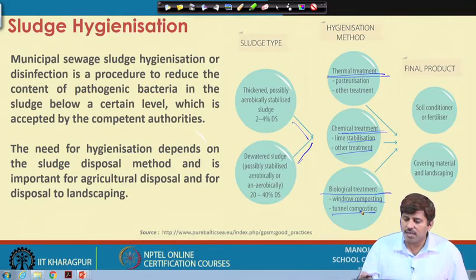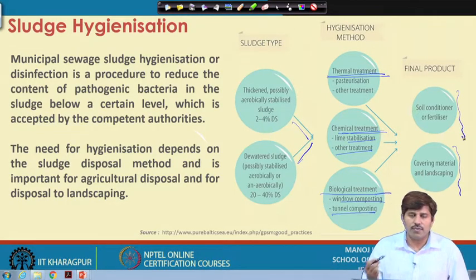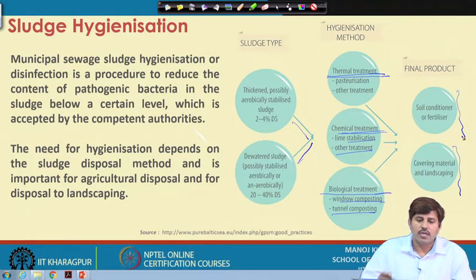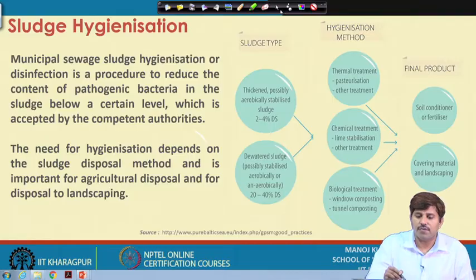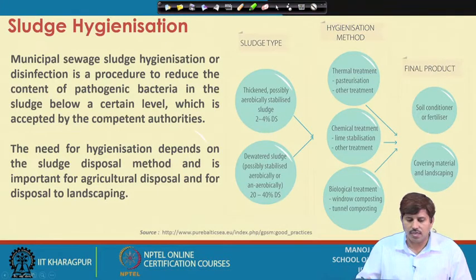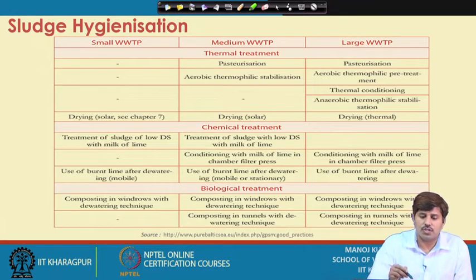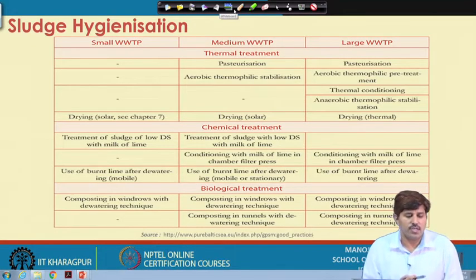And then the final product that we get is covering material and landscaping material, and soil conditioner or fertilizers in the form of biocompost or those kinds of things. So, that is the purpose of hygienisation. Now, let us see the different methods or approaches of hygienisation as we were discussing.